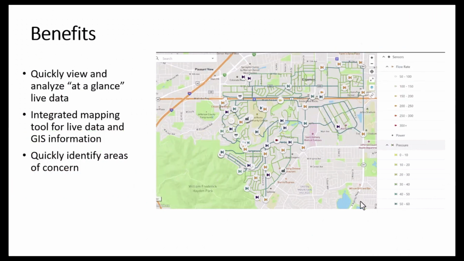Now that we've discussed this workflow and walked through it, I hope you can see how thematic mapping in Info360 Insight really enables engineers and operators an at-a-glance view of what's going on in the system, allowing them to not only view it but analyze it. By allowing for changing themes based on live data and GIS information, this map is an integrated mapping tool where both of those can come together. And also by setting thresholds based on live data, you can quickly identify areas of concern.